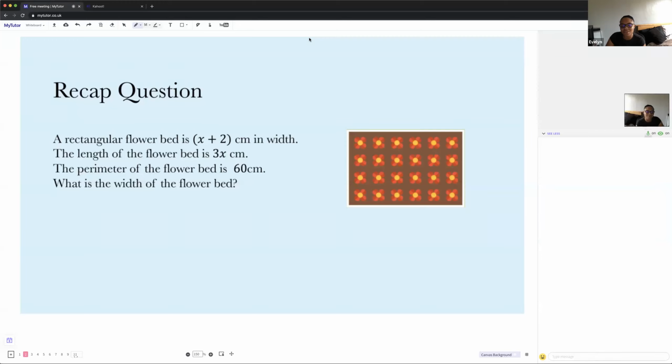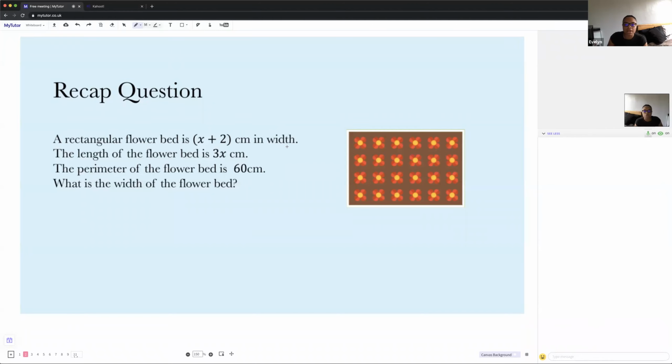Right, so we've got some answers coming through. Cool. Right, let's have a look at it then. Let's go through it slowly. So a rectangular flower bed is x plus 2 centimeters in width.